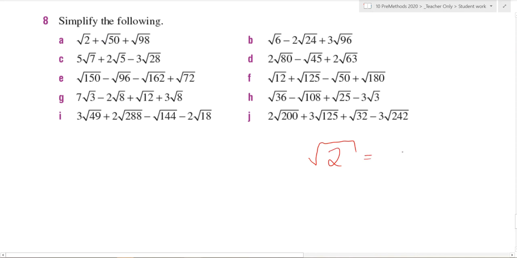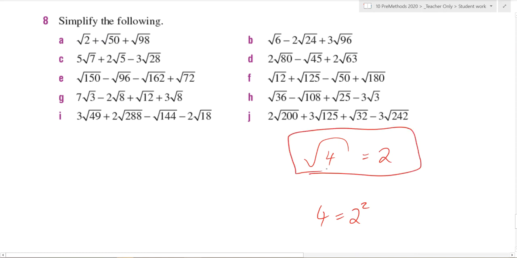So you can't simplify it any further. Square root 4, this is a square number. So 4 is 2 squared. So the square root of 4 is 2, and this is not a surd because it can be simplified to a whole number.